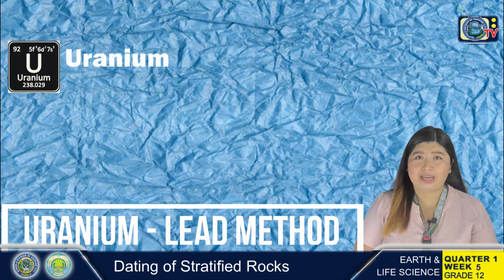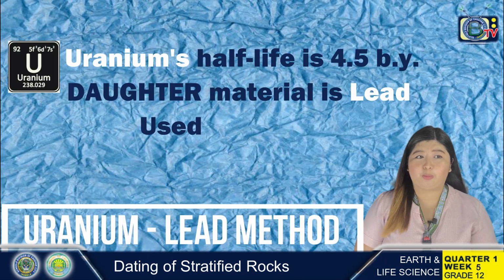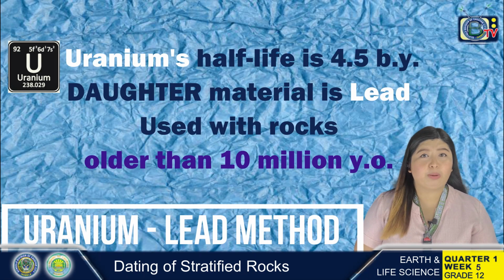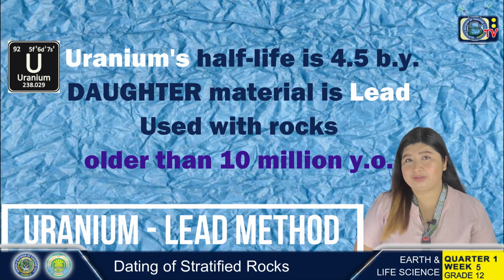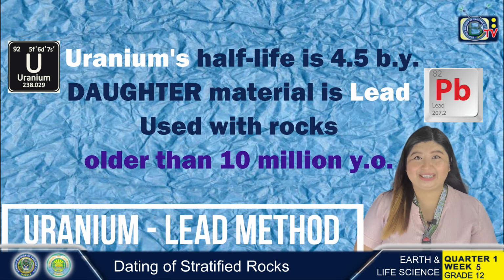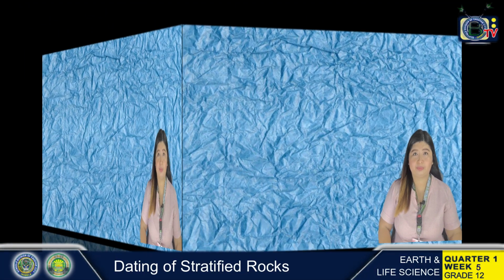Number 2, the uranium-lead method. Uranium is a radioactive isotope with a half-life of 4.5 billion years. Uranium decays in a series of steps into lead. The uranium-lead method can be used to date rocks more than 10 million years old. The long half-life of uranium makes it possible to date only the oldest rocks.